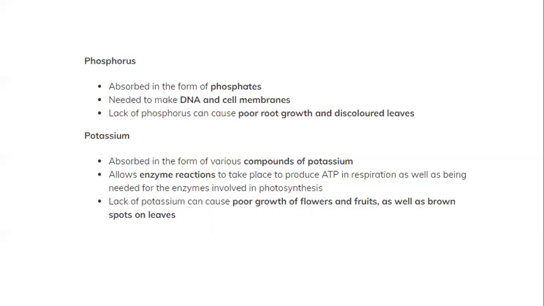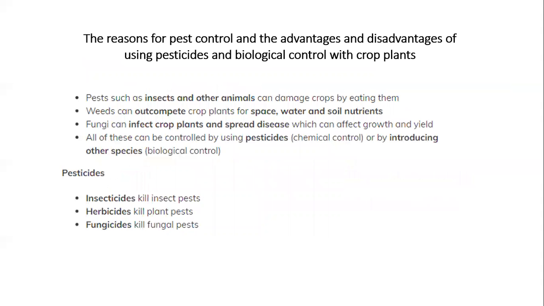Now, lack of potassium can cause poor growth of flowers and fruits, as well as brown spots on leaves. So sometimes we can observe these things in plants. By observing these symptoms, we can have an idea about these deficiencies. Right, now we are moving further.